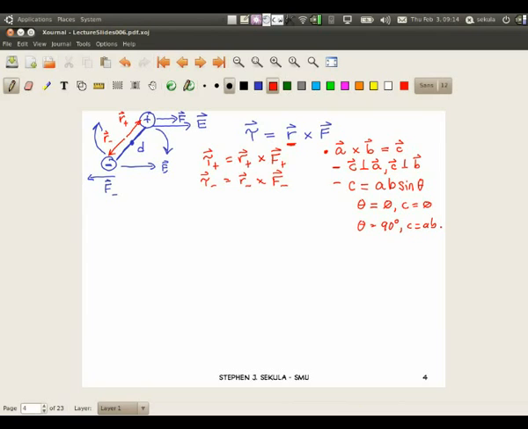Now, keeping these little features of the cross product in mind, let's return to our torques. Let's chop the problem into more pieces. First of all, the r plus vector. What is that going to be equal to? Well, it's going to be equal to the magnitude of r plus and the direction of r plus.